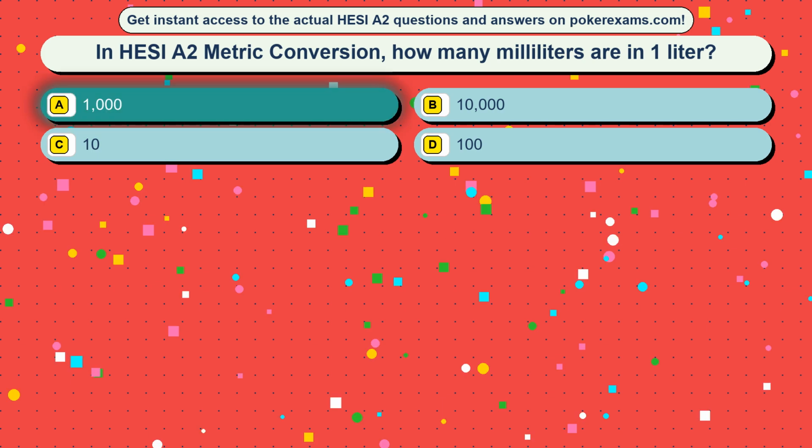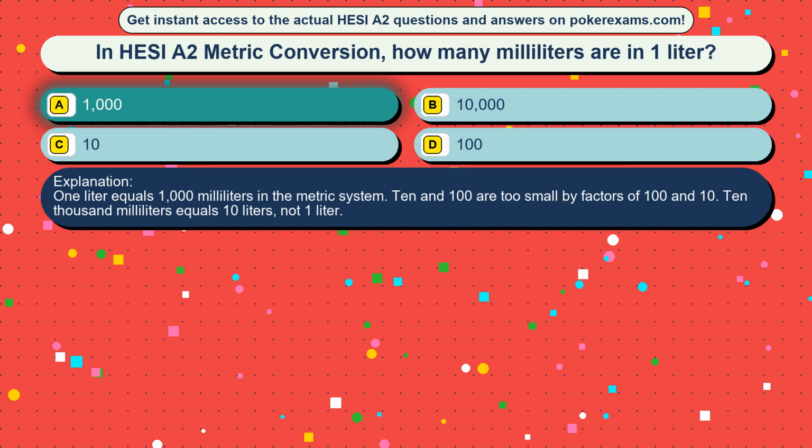The correct answer is option A, 1000. 1 liter equals 1000 milliliters in the metric system. 10 and 100 are too small by factors of 100 and 10. 10,000 milliliters equals 10 liters, not 1 liter.